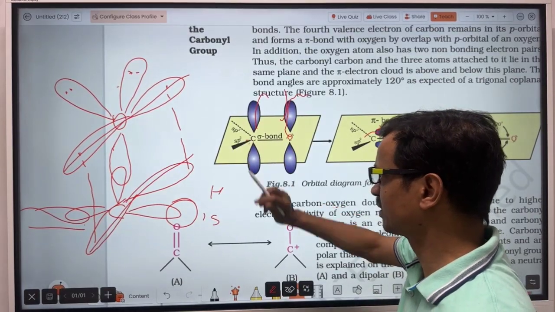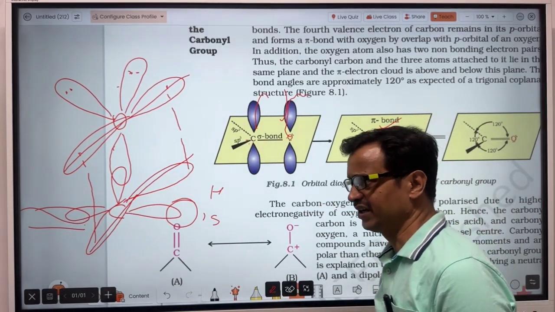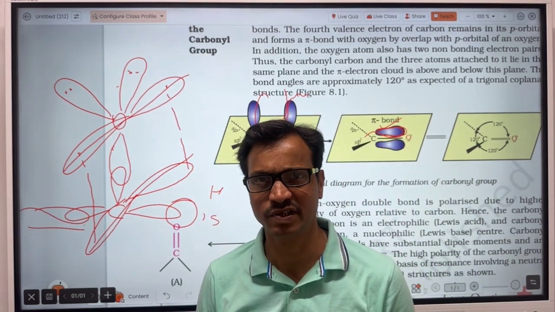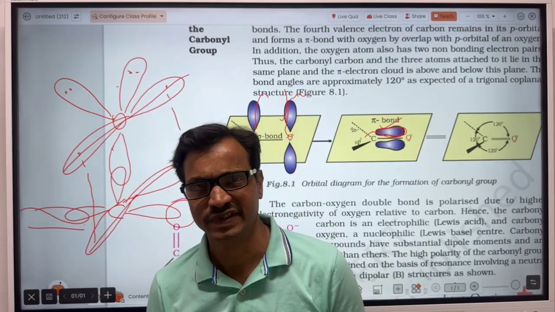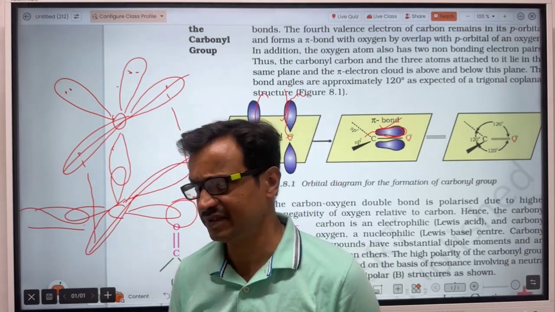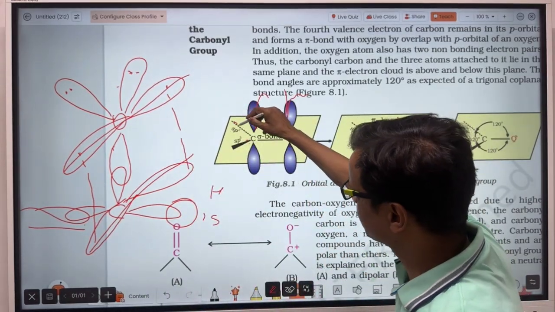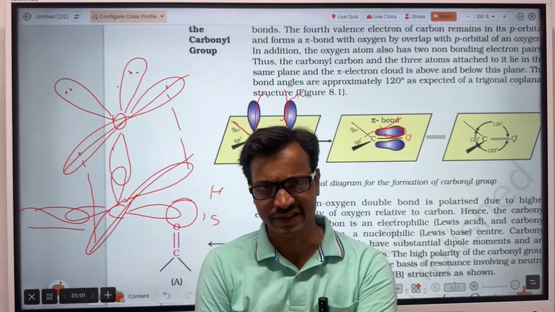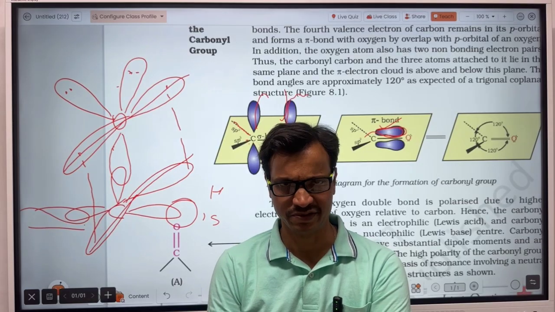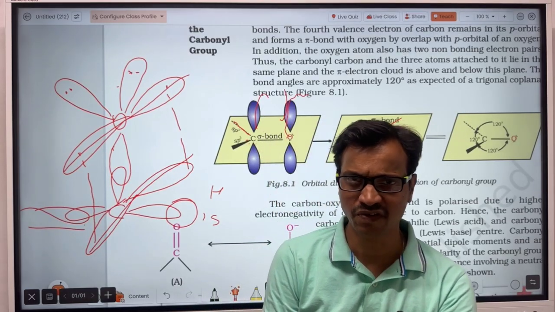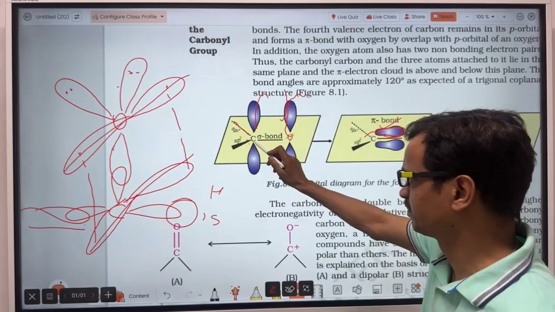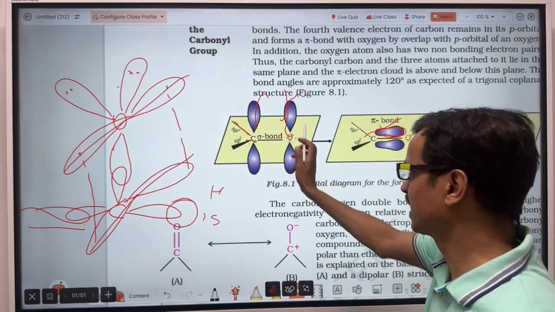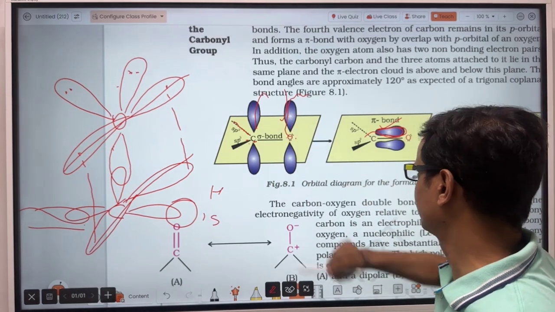The sp2 hybridized orbital of this carbon will be merged with the 1s orbital of the hydrogen, or with the hybridized orbital of the carbon. Same here, this bonding will either do head-on overlapping with the 1s orbital of hydrogen or with the hybridized orbital of carbon. The unhybridized p orbital of this carbon and that of this oxygen will do sidewise overlapping, and there will be formation of a pi bond.